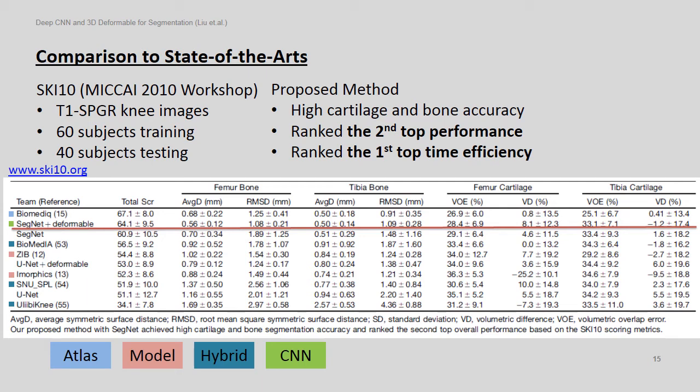Our method using CED plus 3D deformable modeling achieves the top performance for femur segmentation and the second top performance for tibial, femoral cartilage, and tibial cartilage segmentation. Notice that our CNN-based method is also extremely time efficient, with negligible running time compared to other non-CNN methods.